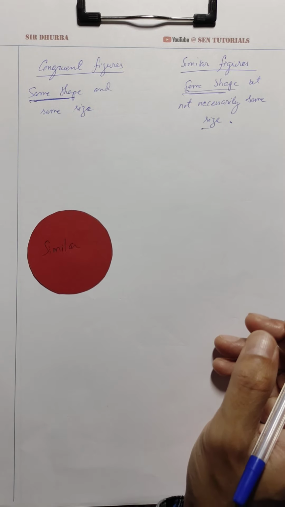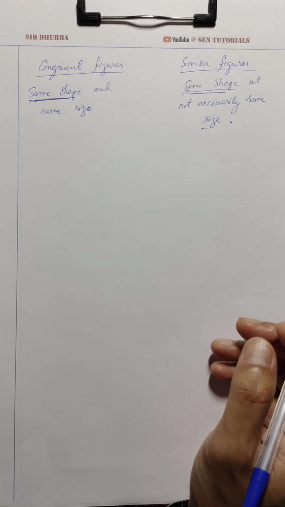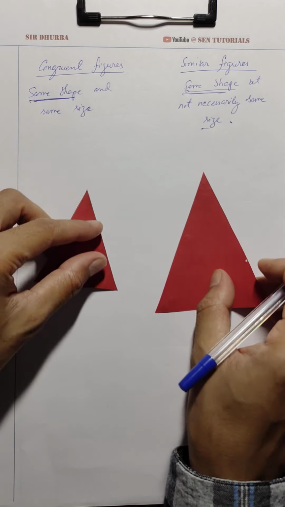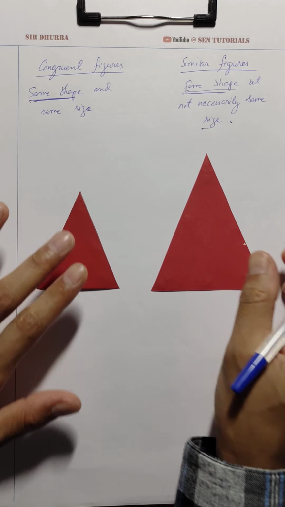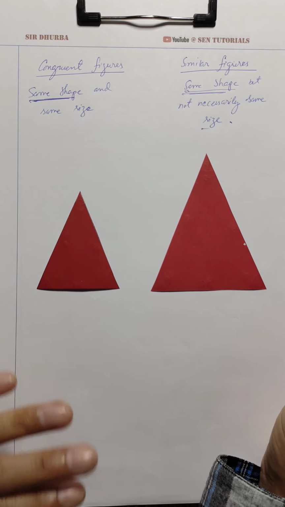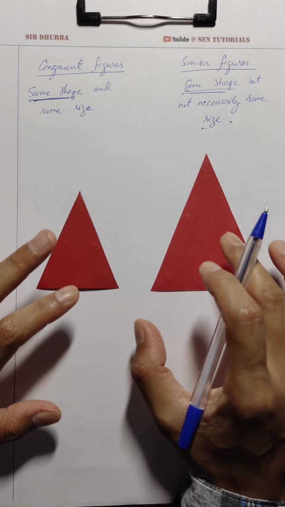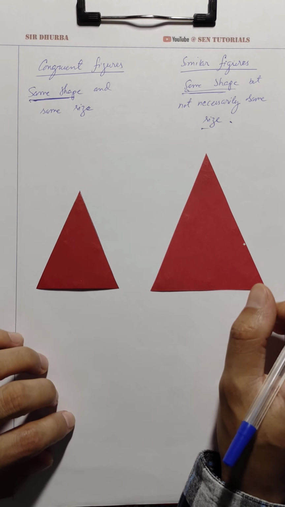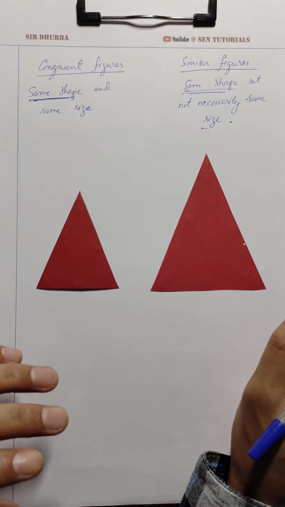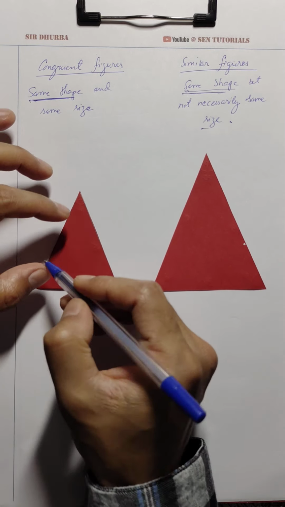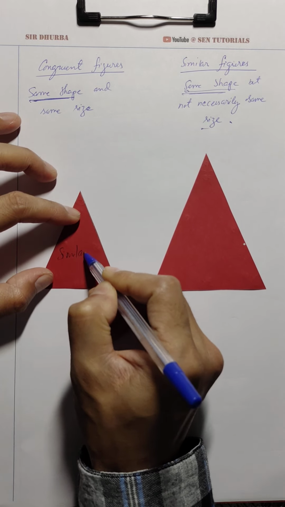Alright, okay, is that clear? Fine then. Now what about this? Now since we'll be talking about triangles, you can see that these two triangles are almost the same shape, right? But not of the same size. So what do we call them? We will call them similar.